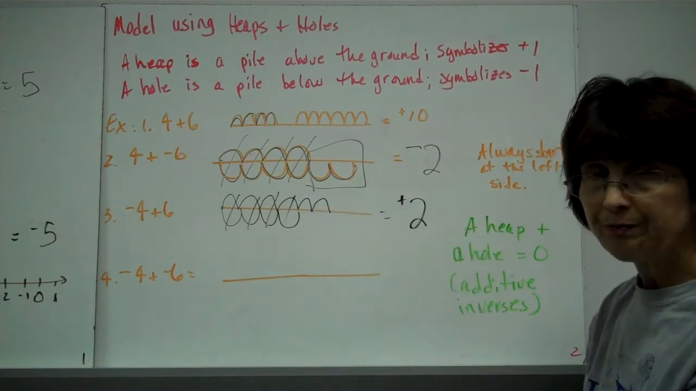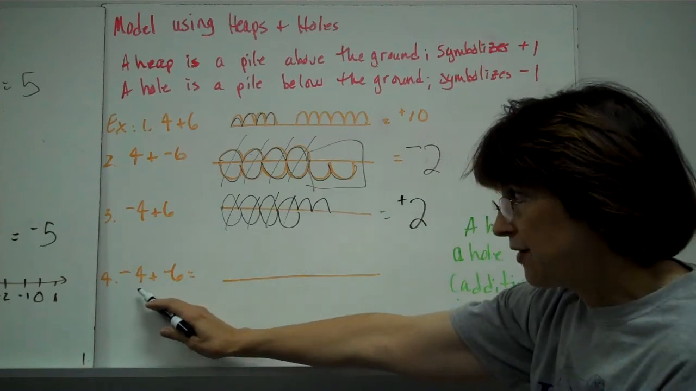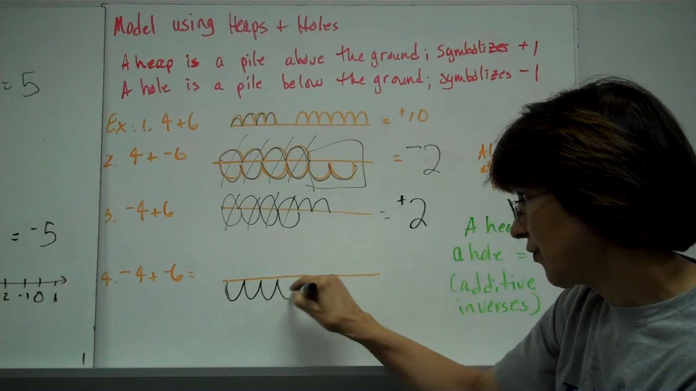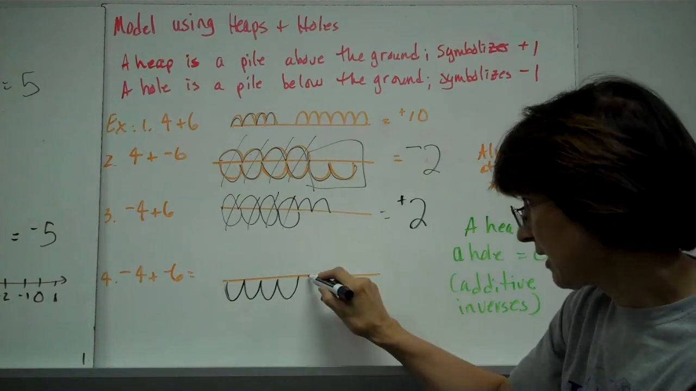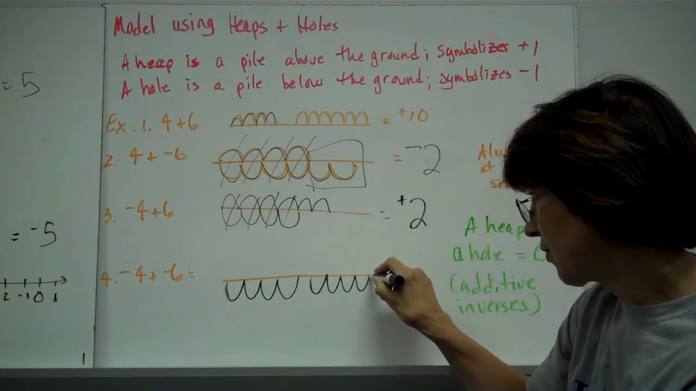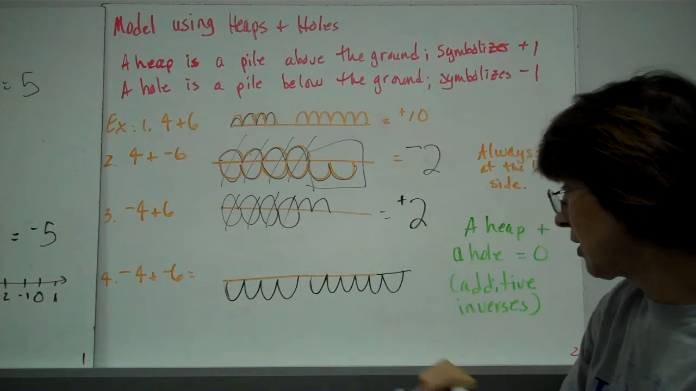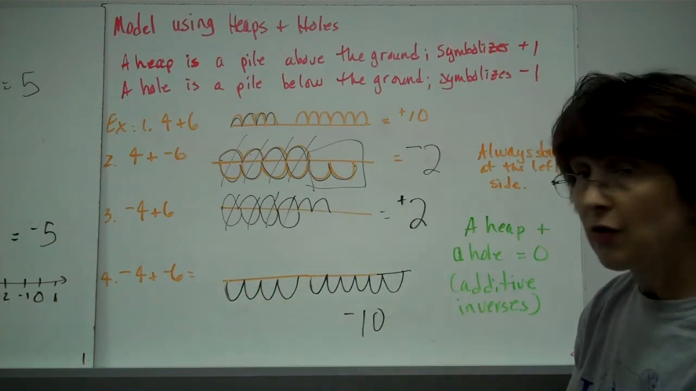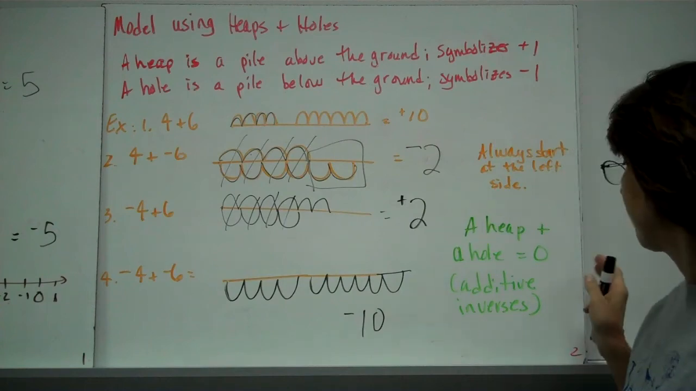Now let's say I have negative 4 and then I have negative 6. I go 1, 2, 3, 4 holes. Then I've got to add 6 holes. 1, 2, 3, 4, 5, 6. I had to get my ground a little bit longer. But all together I have 10, and they're all negative. They're all holes, so it'd be negative 10.